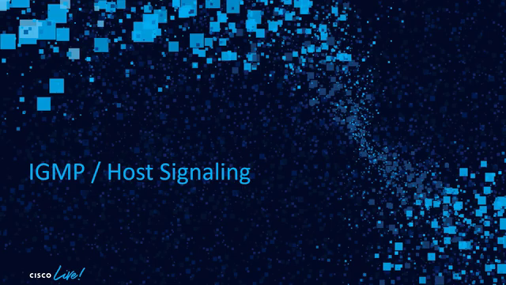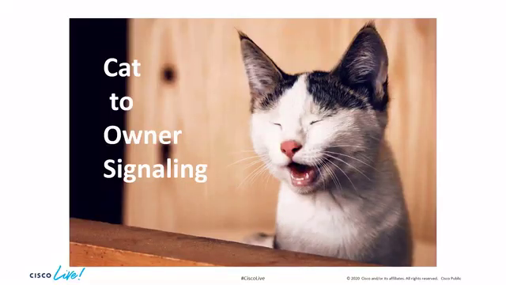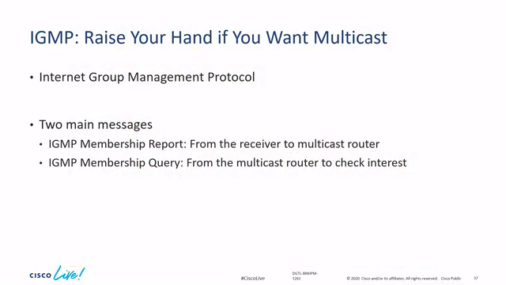Let's talk about IGMP and host signaling, or as I like to call it, the cat to owner signaling. Now, IGMP is about raising your hand if you want multicast. So IGMP is host to router signaling. It's the signal that pulls multicast towards you. And IGMP stands for Internet Group Management Protocol.